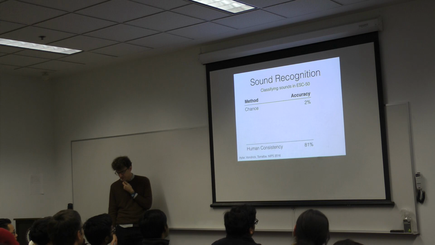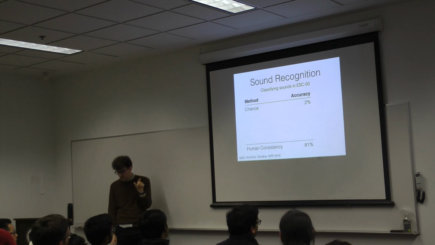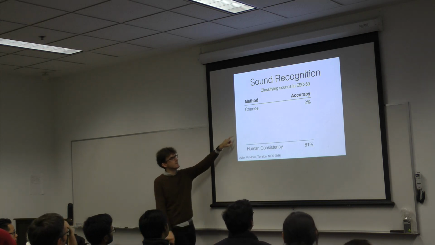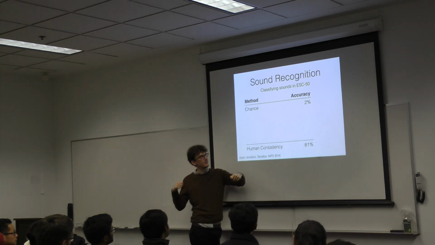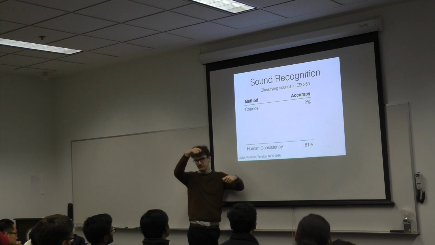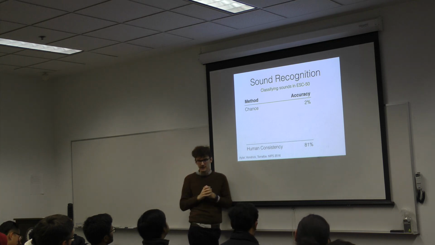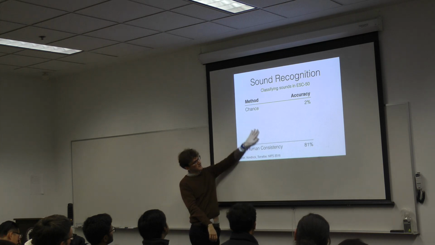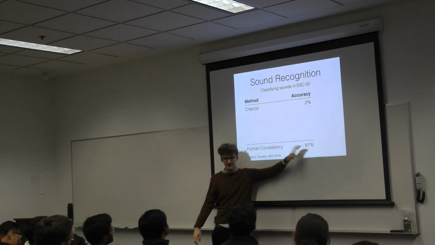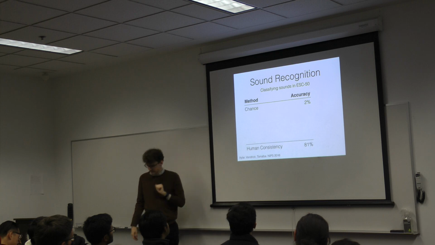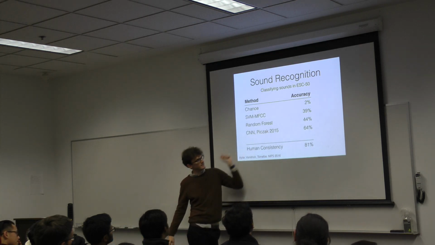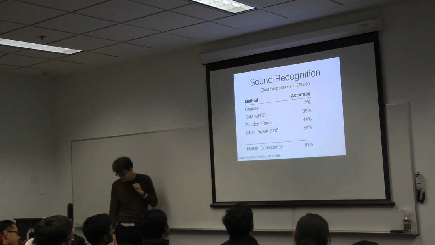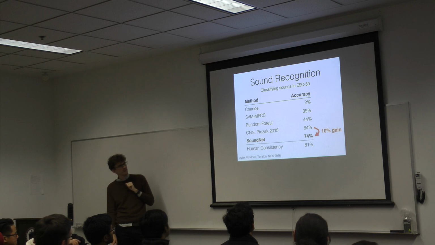In the original paper, we evaluated on three. I'll show you just the most challenging one. This is a task where you're given a waveform and you have to categorize it in 50 different categories. Chance is 2%. Human consistency is 81%. So it is hard for people. At the time, the previous state-of-the-art was a CNN. They got 64%. Our approach got a 10% gain, which was 74%.